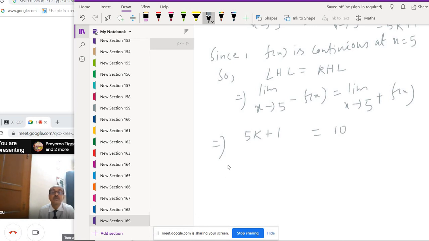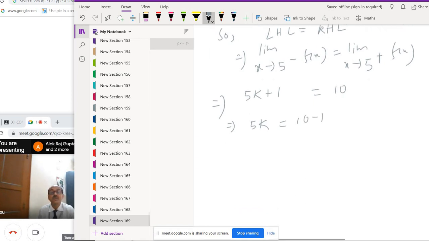Then 5k equal to 10 minus 1. 5k equal to 9. Therefore k equal to 9 by 5. This is the value of k and this is the answer. Okay, all of you understood?